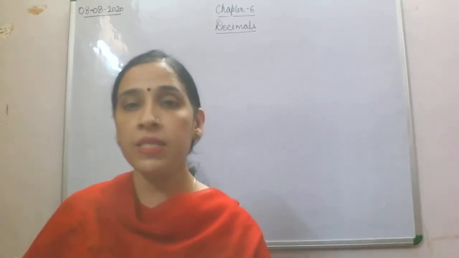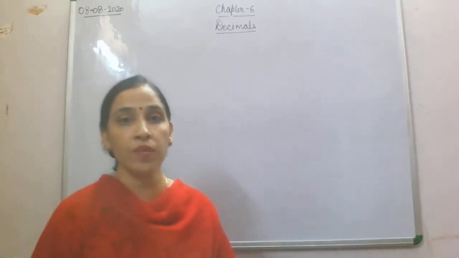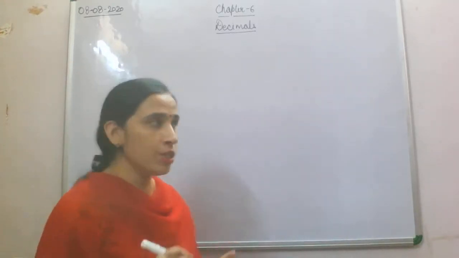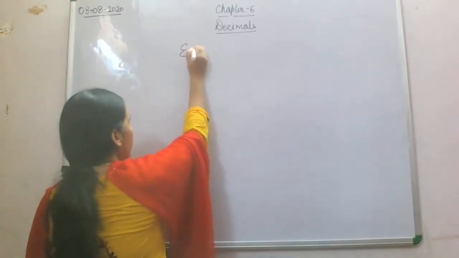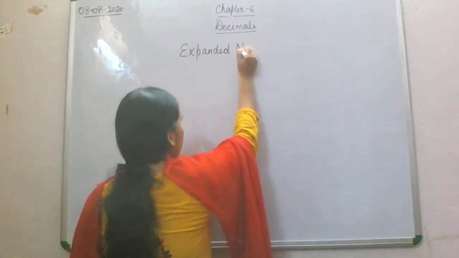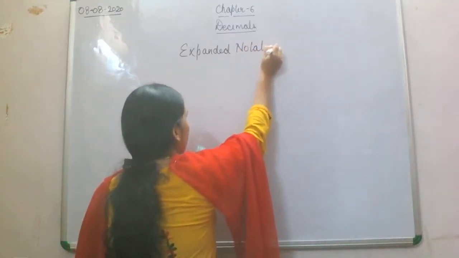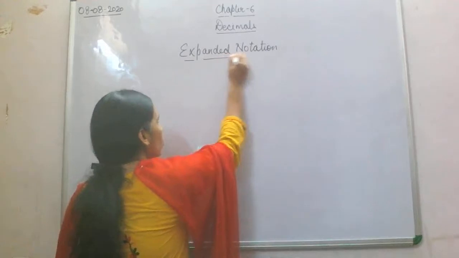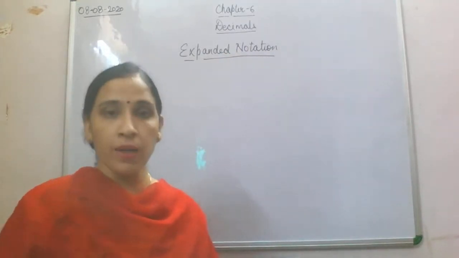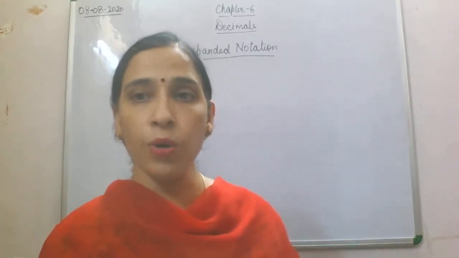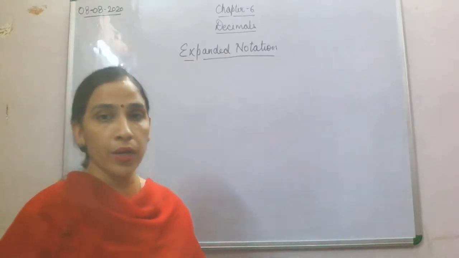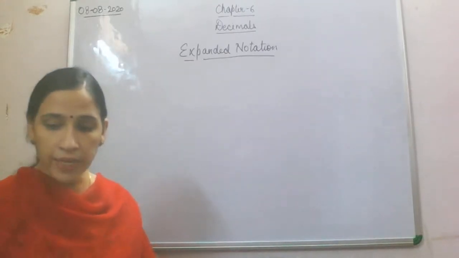First of all, we will start with expanded notation. What do we mean by expanded notation? Expanded notation means that when we are representing any number with its place values, that is called expanded notation. Let's take one example here.